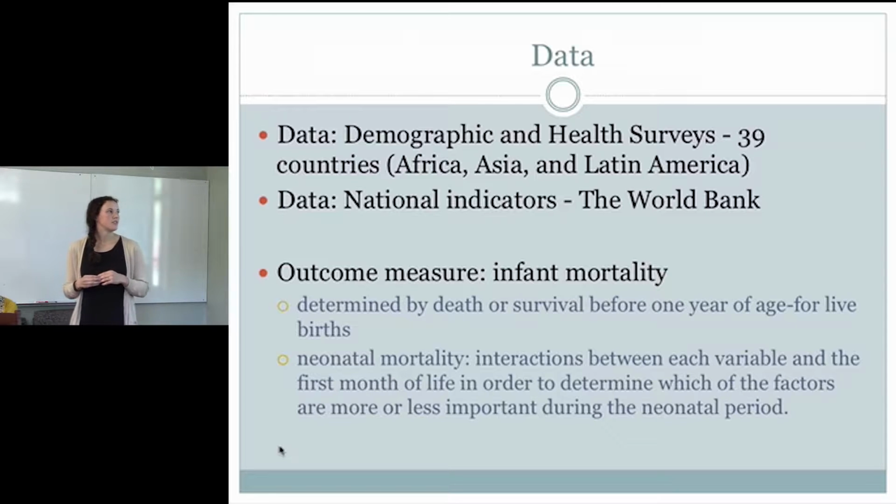My outcome measure of infant mortality looks at death or survival by the year or the day of the survey and from the birth date, accounting only for live births. I do not deal with deaths at the birth date, or preceding birth date, sorry. And then I look at neonatal mortality by interacting the first month of life with the different indicators to determine whether the factor is more influential in that first month or in the following 11.